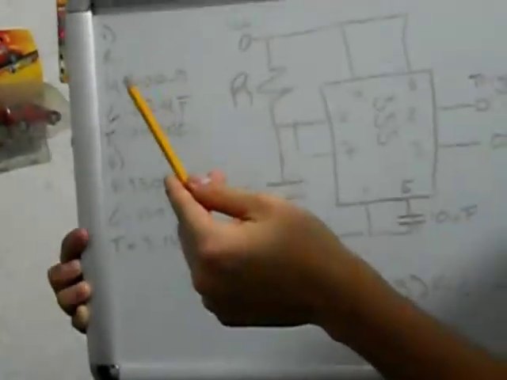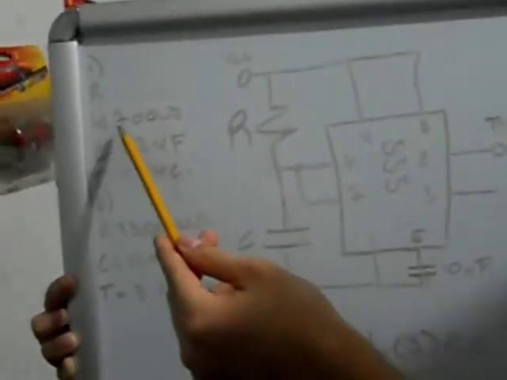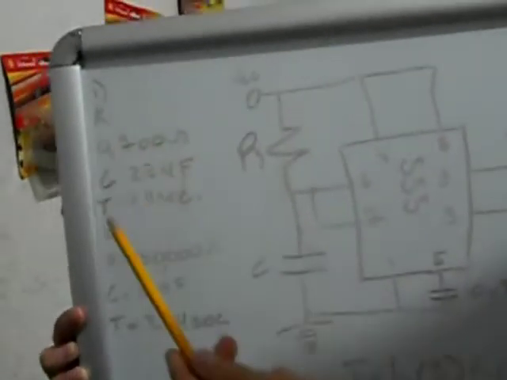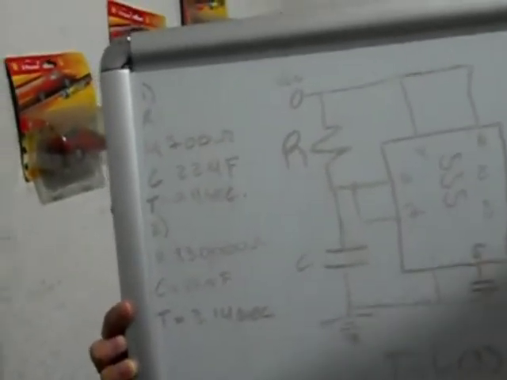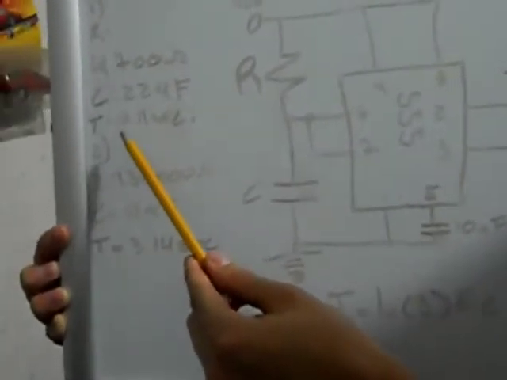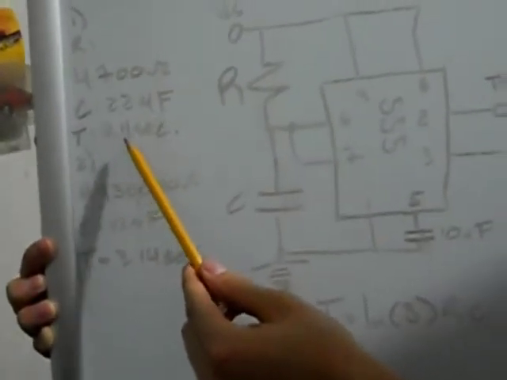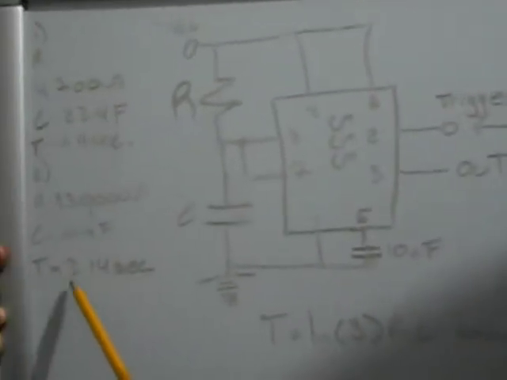So in the first example we have 4.7 kilo ohms, and in the other example we have a 130 kilo ohms resistor. So with this relation, the time of the pulse of the 555 is going to be 0.11 seconds, and in the other example it is going to be 3.14 seconds.